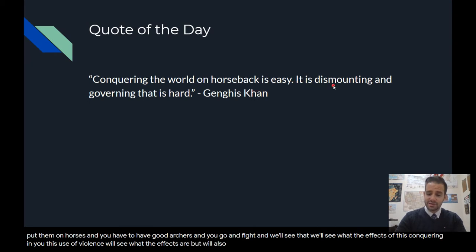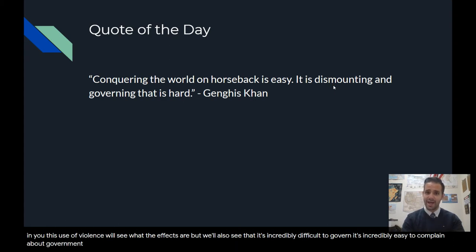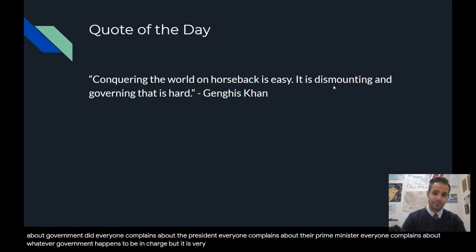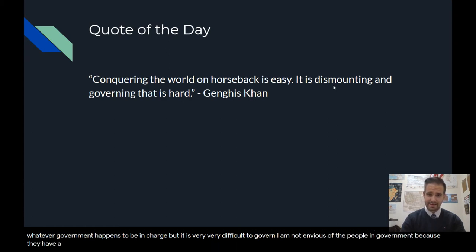But we'll also see that it's incredibly difficult to govern. It's incredibly easy to complain about government. Trust me, everyone does it. Everyone complains about the president. Everyone complains about their prime minister. Everyone complains about whatever government happens to be in charge. But it is very, very difficult to govern. I am not envious of the people in government because they have a significantly harder job than I do. I just get to talk to a screen and they actually have to deal with people in real life.